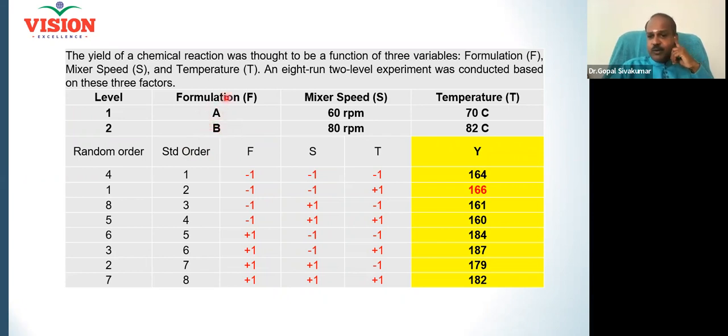And formulation is low, as A. Now, how many readings do you have when formulation A is maintained? 4 readings. Can you take the average? Now you have 2 averages: average yield when formulation is B, average yield when formulation is A. Find out the difference. The difference is due to the main effect of the formulation. All of you understand my language? The average of the yield when formulation is B minus the average of the yield when formulation is A. The difference is nothing but the main effect of the formulation.